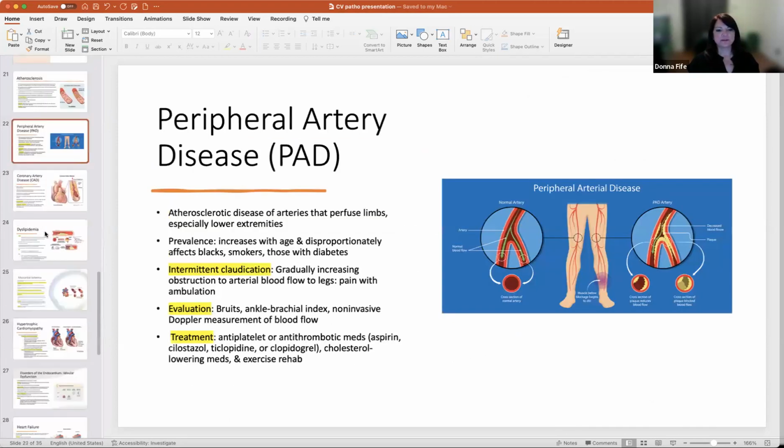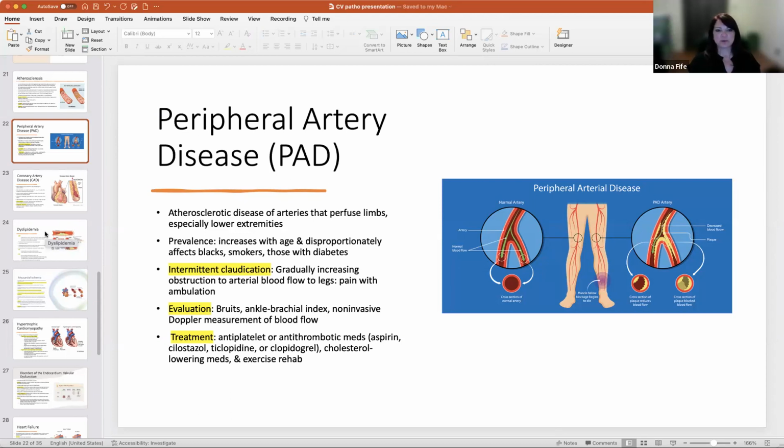Peripheral artery disease. Atherosclerotic disease of arteries that perfuse limbs, especially the lower extremities. Prevalence, this increases with age and disproportionately affects Blacks, smokers, and those with diabetes. Patient may have intermittent claudication. There's gradually increasing obstruction to the arterial blood flow of the legs, which can cause the patient to have pain with ambulation.